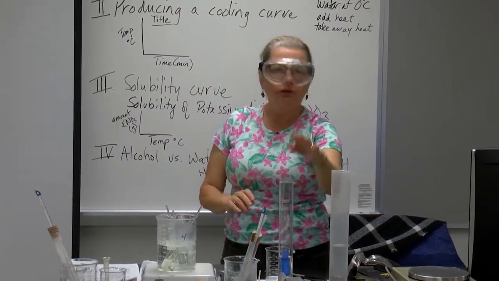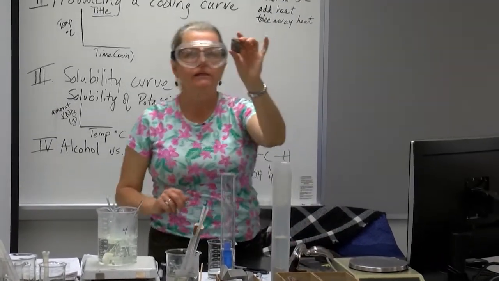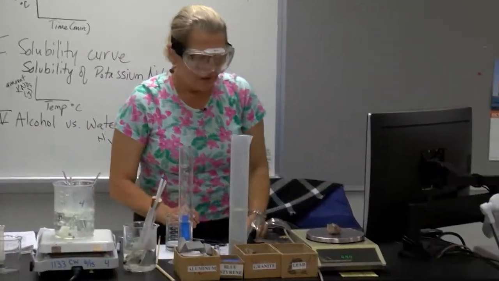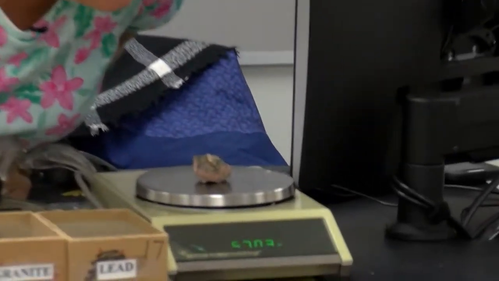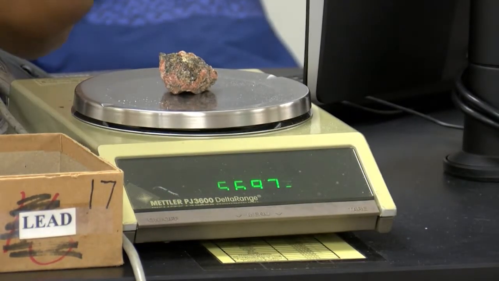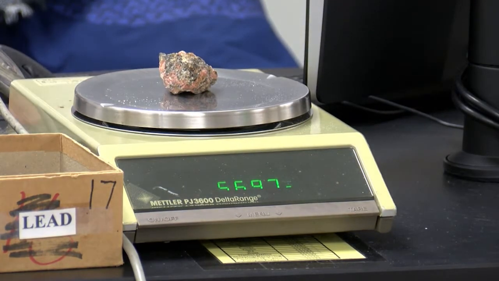Okay, so we've done 2. We've got 4 to do. Let's take this piece of granite. Okay, this will be our third piece. This piece of granite has a mass, and I need to stop breathing on this, 56.91 grams.